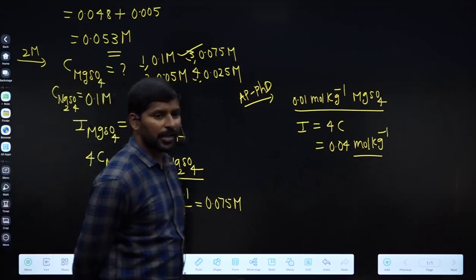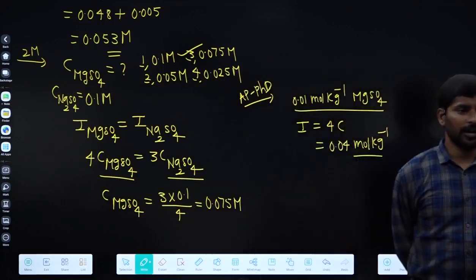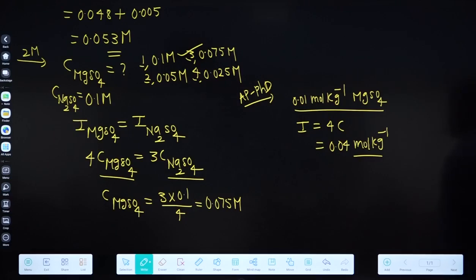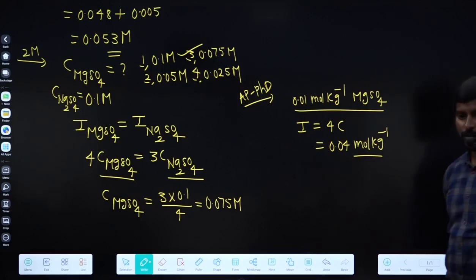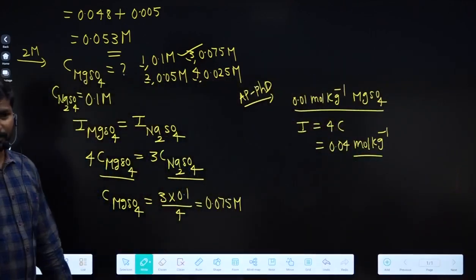Right. This is about ionic strength and the effect of ionic strength on rate of reaction. So with this, chemical kinetics is completed, Andy. Right. Now take a break for 20 minutes, Andy. After that I will start atomic structure.